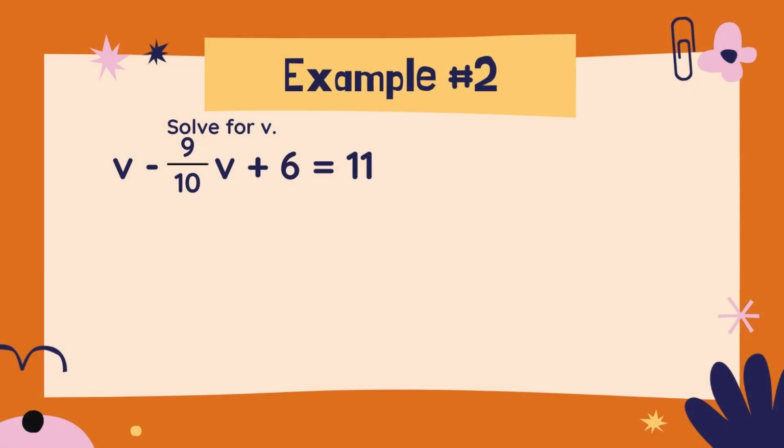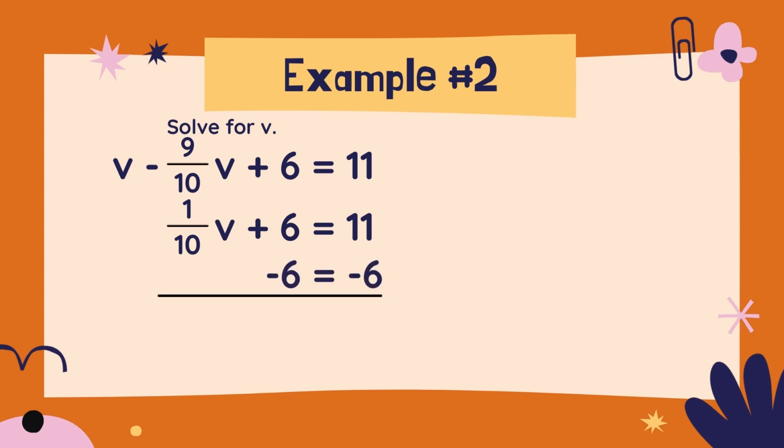Example number 2, v minus 9/10 v plus 6 equals 11. We first need to combine the two terms that have the variable. 1v minus 9/10 of v leaves us 1/10 v. We can rewrite the rest of it, plus 6 equals 11, because that part hasn't changed. We're trying to isolate the variable, so we need to get rid of the plus 6. Subtract 6 on both sides of the equation, and that leaves us with 1/10 v equals 5.